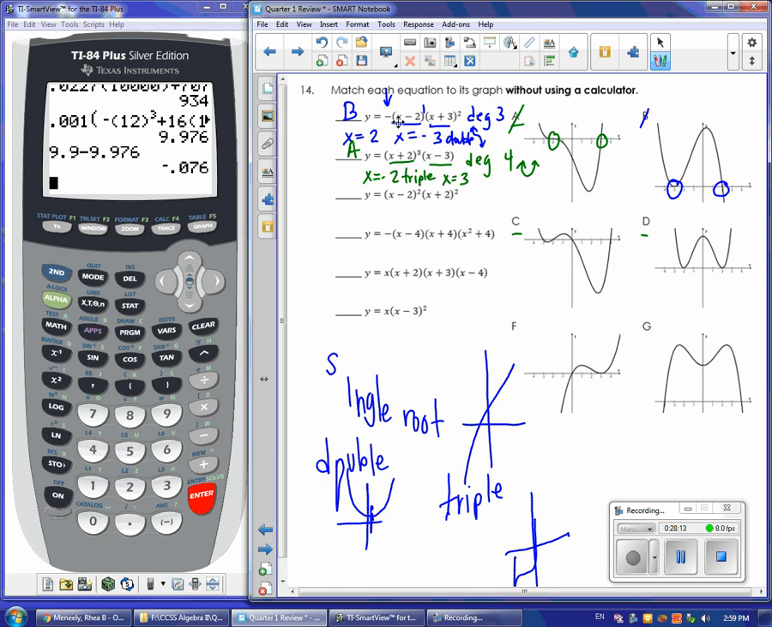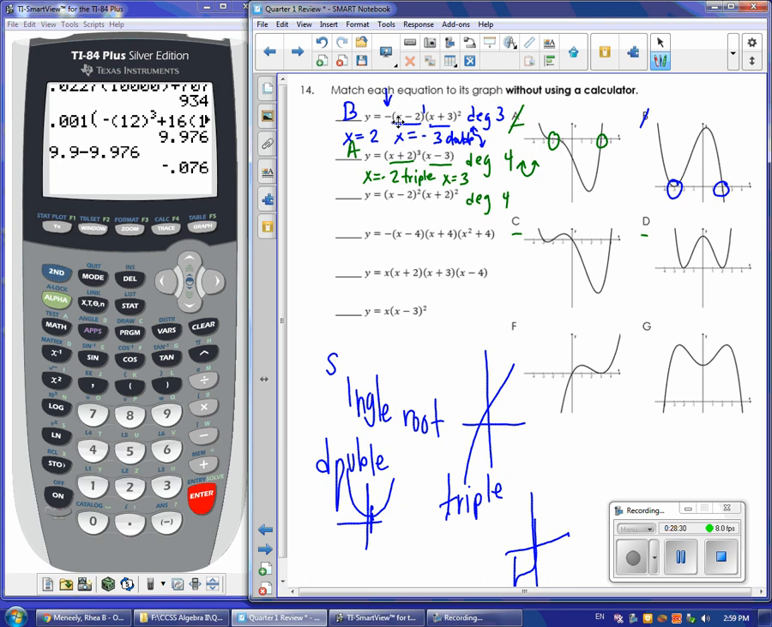Let's take a look at the next one. I've got x minus 2, the quantity squared, and x plus 2, the quantity squared. So altogether, I'm going to have 4 factors of x. So again, I have degree 4, and so that leaves me still with options C and D to choose from.